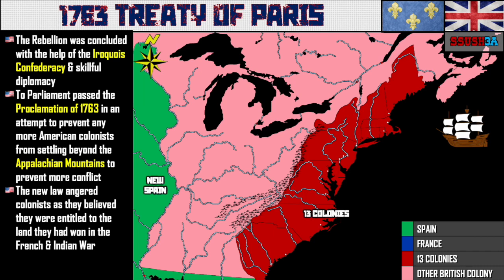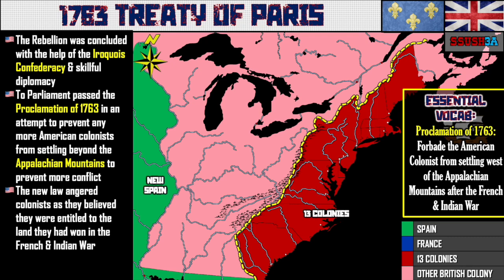Parliament passed the Proclamation of 1763 in an attempt to prevent any more colonists from settling beyond the Appalachian Mountains to prevent more conflict with Native Americans. The Proclamation of 1763 was essentially a line that went across the Appalachian Mountains that colonists were not allowed to cross. This new law angered the colonists because they believed they were entitled to all this land that had been won in the French and Indian War. They saw the British Crown as working directly against their interest.